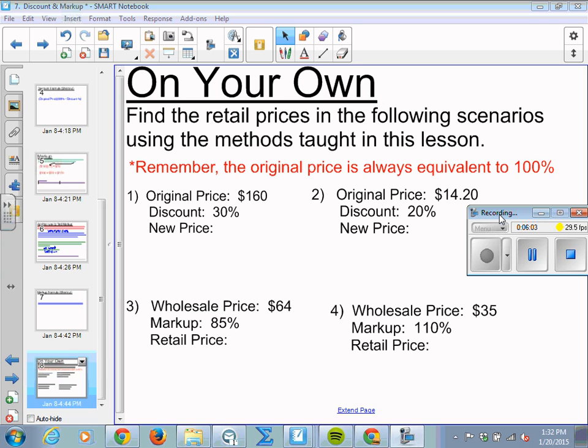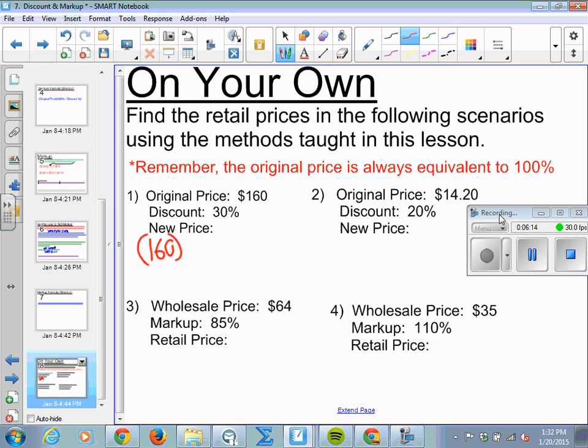So I'm going to start with number 1. Original price is $160. Discount is 30%. So that's 160 times 3/10, which gives us an answer of, as I calculate it, give me 1 second here, $48. So what that means is we're taking $48 off of the original price for a final price, a new price of $112.